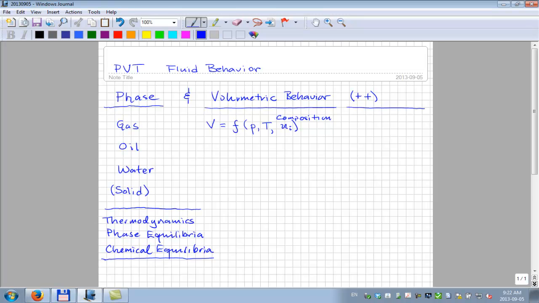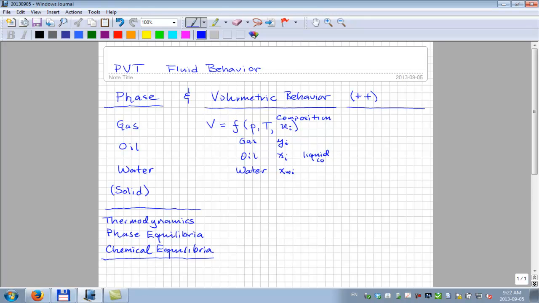Okay? Now, for the phases that we know of, gas, the term is yi that we use for mole fraction. For oil, we use the term xi for the mole fraction in the oil phase. And if we have a water phase that we're going to deal with, then I'm going to use the term xwi. So basically, xi means it's a liquid phase.